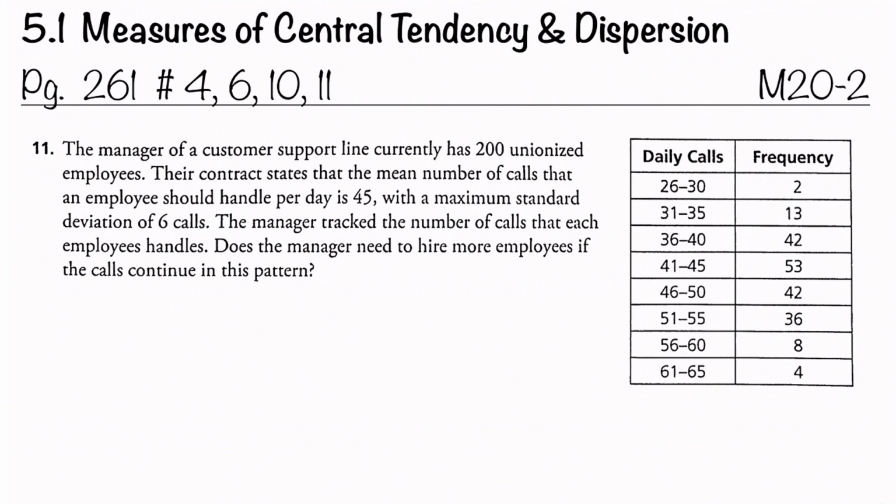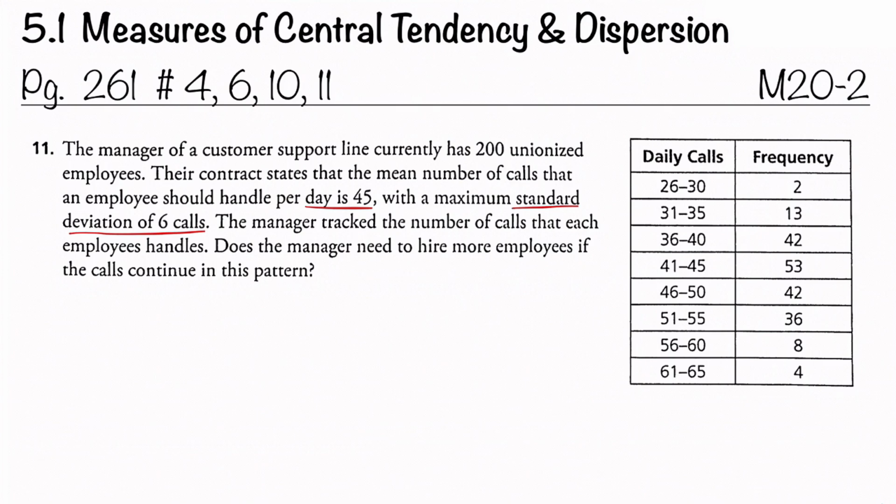So it says the manager of a customer support line currently has 200 unionized employees. Their contract states that the mean number of calls that an employee should handle per day is 45. So the average is 45. That's going to be really important. And then it says with a maximum standard deviation of 6 calls. So the maximum standard deviation can only be 6. Can't be more than that.